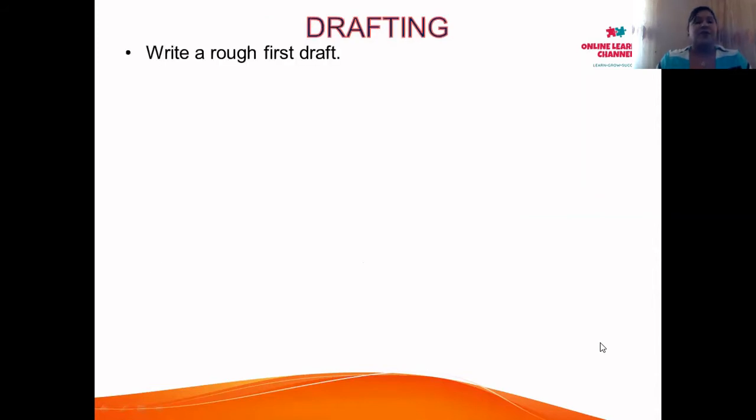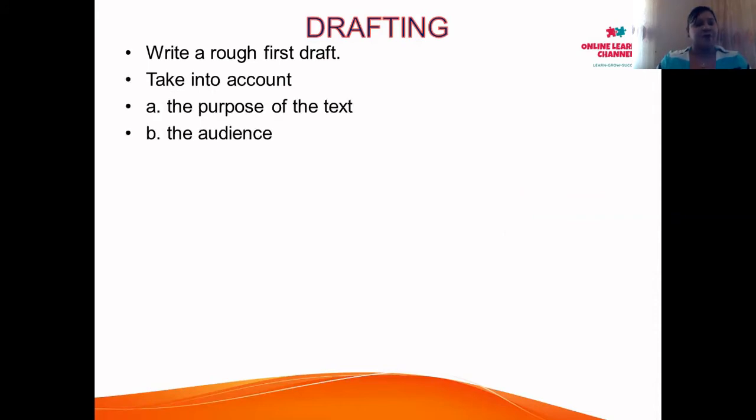And then we come to drafting. Once you've got all your ideas together, you've planned everything, you will write your first draft and take into account once again the purpose of the text, the audience, and the type of text, format, and style.